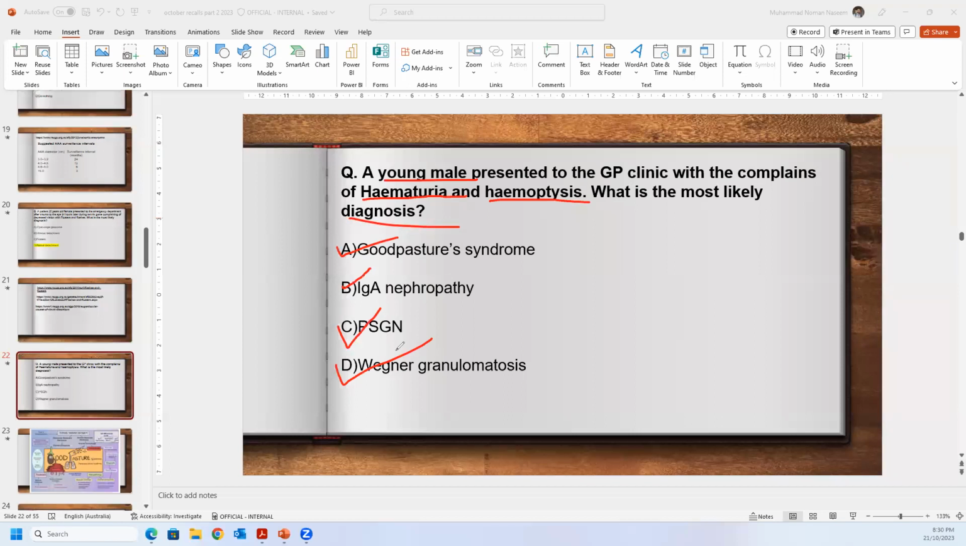If a young patient comes with bleeding while urinating and also blood in the sputum, this is most likely Goodpasture syndrome. Wegener granulomatosis will have hemoptysis, but it doesn't usually come with hematuria. Mostly it's usually associated with some sort of arthritis.